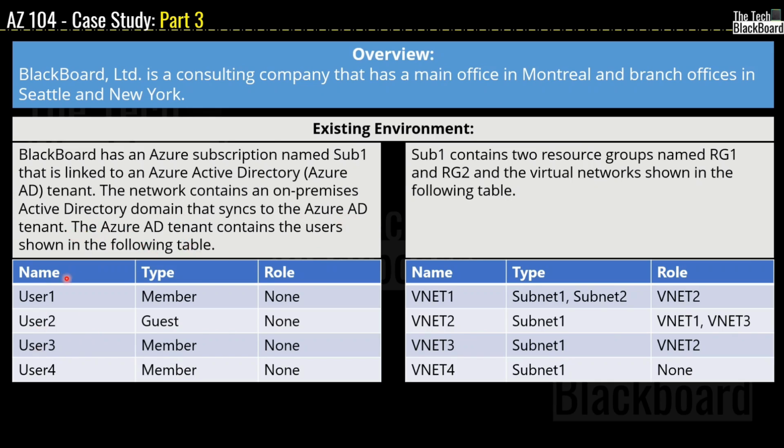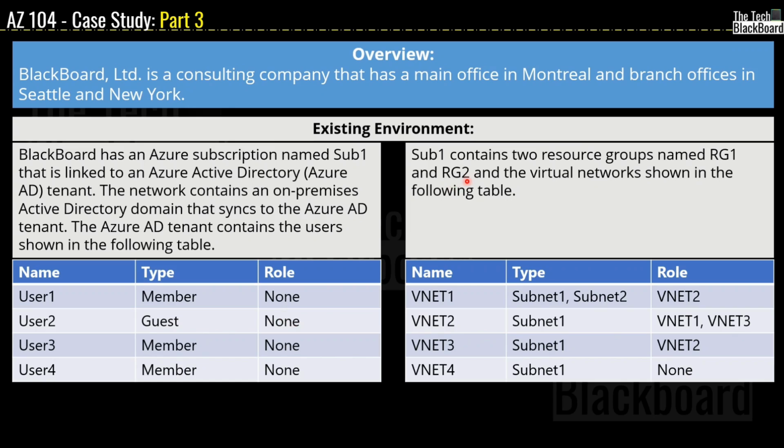Here you can see that we are given the details of 4 users. We have user 1 who is a member and role is not given. Similarly, we have user 2 which is of type guest. Then we have user 3 and user 4, both are members. You can see that role is not given for any of the users.